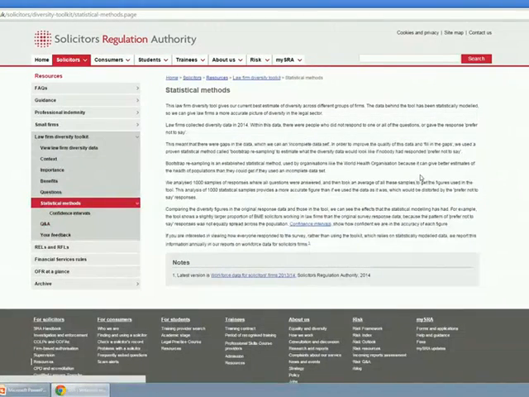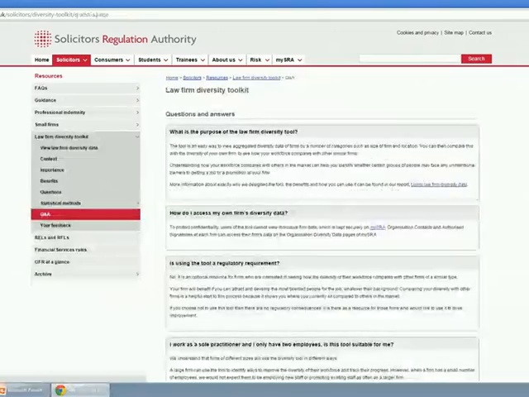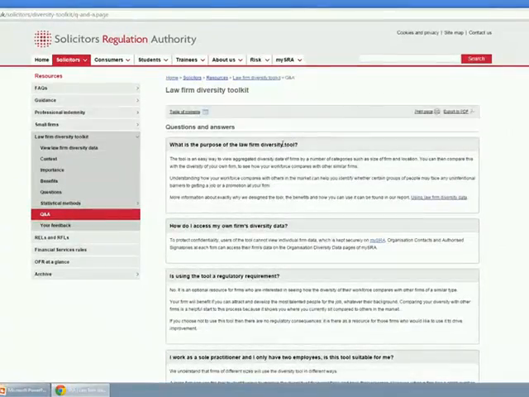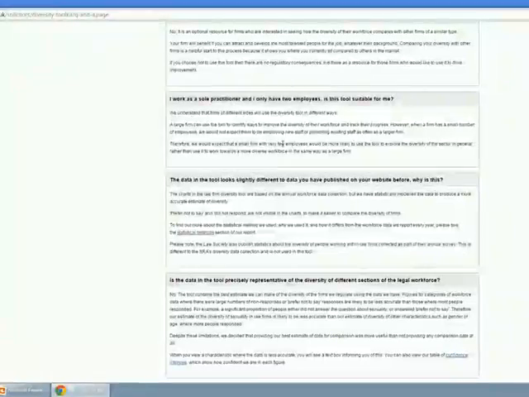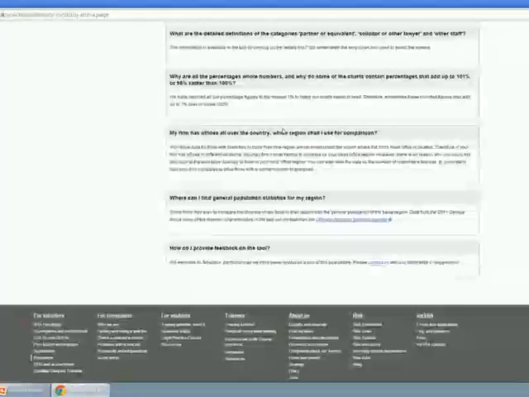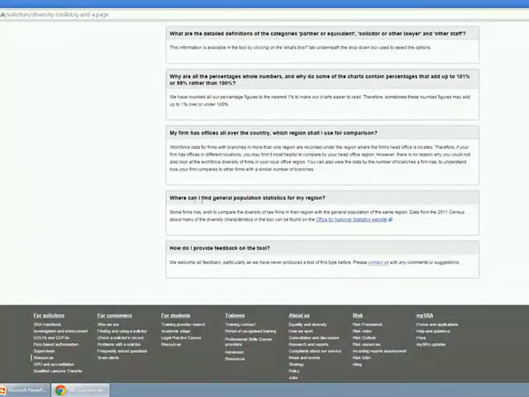Finally, you can go to a Q&A section, which is all the frequently asked questions that we've picked up so far since we launched the toolkit. One that you might find really useful to take a look at is this one down here about where you can find general population statistics for your region.